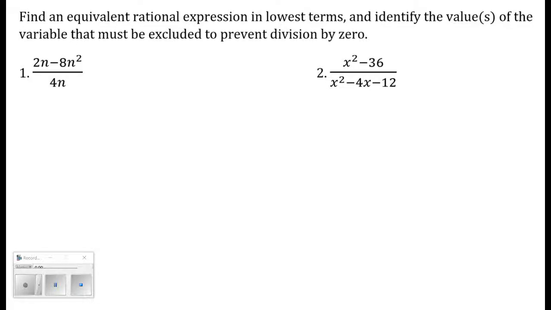Lesson 1 of Unit 2, we're talking about equivalent rational expressions. So number 1, find an equivalent rational expression in lowest terms and identify the values of the variable that must be excluded to prevent division by 0. The key thing with rational expressions is we can't be dividing by 0. So we need to figure out, when is our denominator 0?